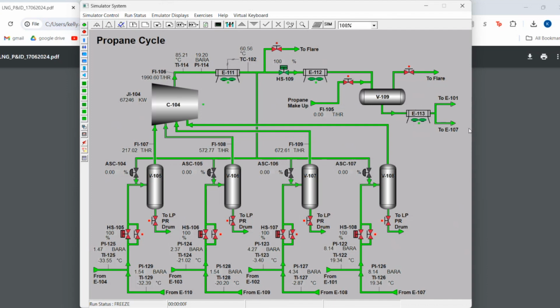The propane vapor generated on each level of propane are returned to the propane compressor via suction drums V105 through V108. These suction drums are separated by low pressure, medium pressure, and high pressure.